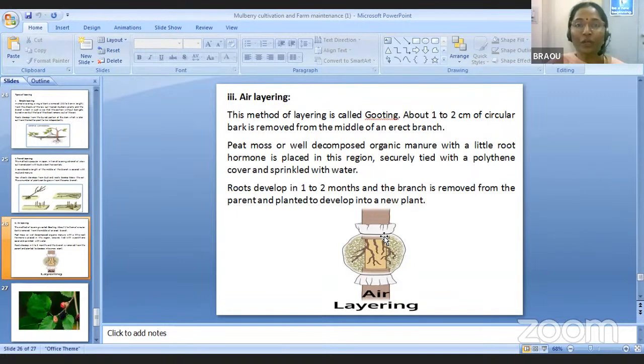So we talked about root layering, shoot layering, and also bud layering types of propagation. So these are the different ways you can propagate. First we talked about the seed method, then the layering methods, all of which can be used for propagation of mulberry leaves.